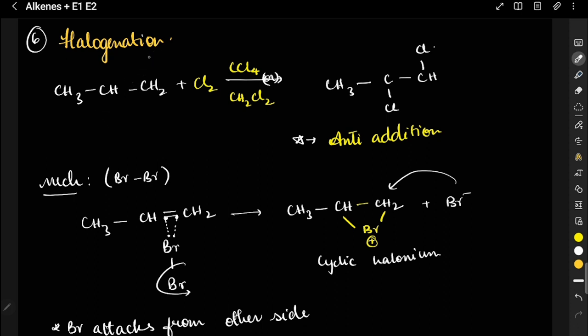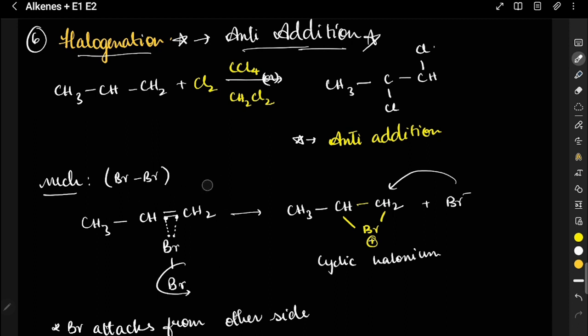So in halogenation, very important, only anti-addition takes place. That is the point we have to remember. It means the groups are added from the opposite side. What's the mechanism? The two electrons on Br form a transition state like this, and then the double bond is first affixed to bromine, and then another bond is affixed to carbon. So positive charge is formed. This is called cyclic halonium ion.